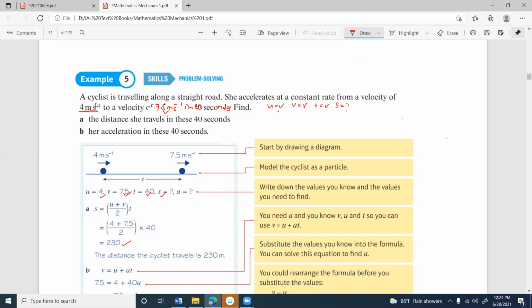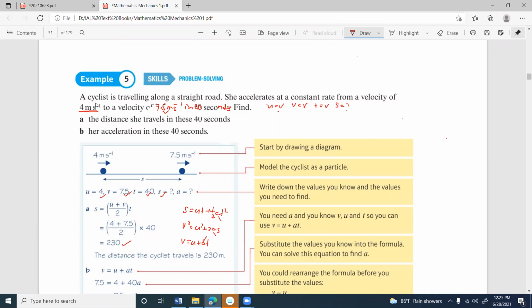We cannot use s equals ut plus half a t squared. Why? Because we don't know what the acceleration is. We can't apply v squared equals u squared plus 2as, again because acceleration we don't know. We can't apply v equals u plus at, because acceleration again we don't know. Time is given, but acceleration we don't know. They are worrying about s. If we apply into this one, you can get the answer 230 meters.